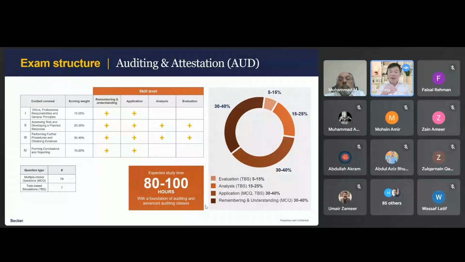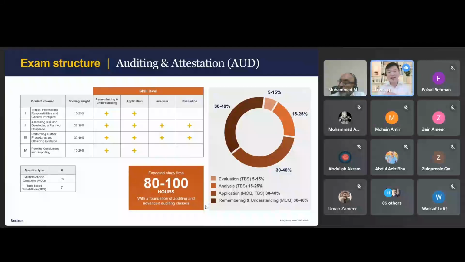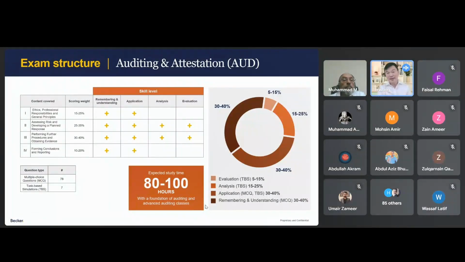The US auditing standards have already adopted the international auditing standards, so whatever you learned in Pakistan will be very similar to what they're testing on the US CPA exam. The only difference is the professional responsibilities. In the US, if you audit a public company, there are a whole bunch of regulations on the auditors based on Sarbanes-Oxley, and the audit report will also be different. But the methodologies, sampling, and all that would be the same. The expected study time is between 80 to 100 hours.